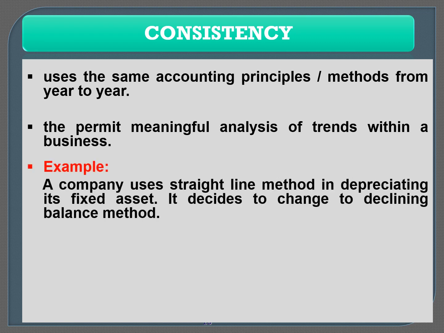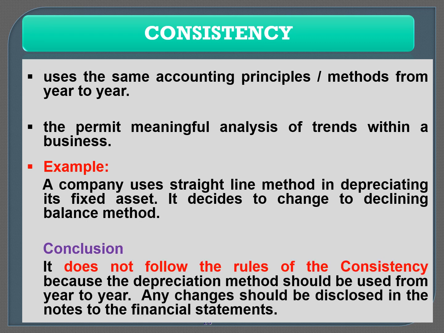Example. A company uses straight line method in depreciating its fixed asset. It decides to change to declining balance method. Conclusion. It does not follow the rules of the consistency because the depreciation method should be used from year to year. Any changes should be disclosed in the notes to the financial statements.